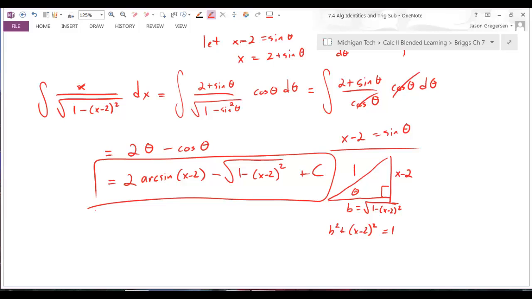Maybe this integral turned out to be the tangent of something. Well, no problem. I know what tangent of theta is. It's the opposite over the adjacent.